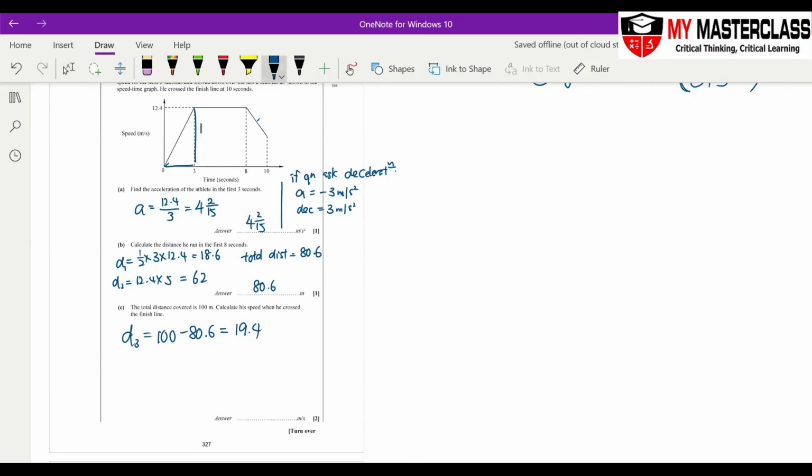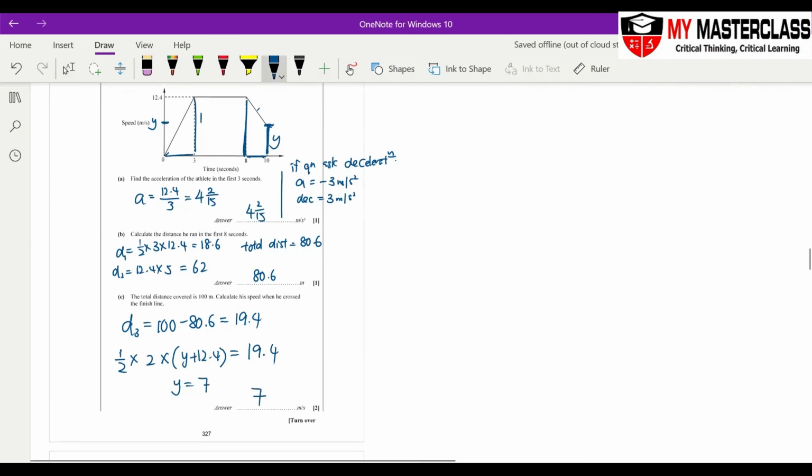We don't know what is here. Look here, we don't know what is here, so let this be Y. What is the area of a trapezium? Half times the perpendicular height times the sum of the parallel sides. This one is called Y, and this one is 12.4, which equals 19.4. Half times 2 just nicely equals 1. So Y is equal to 19.4 minus 12.4, which is 7. Is it 7? Okay, so this is 7 meters per second.